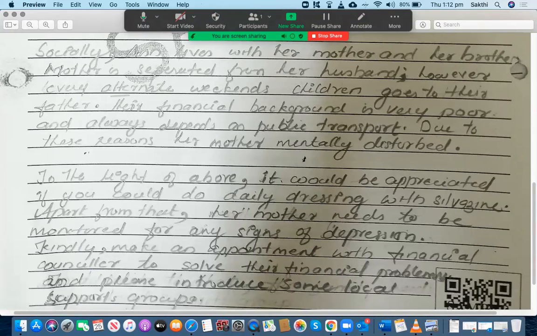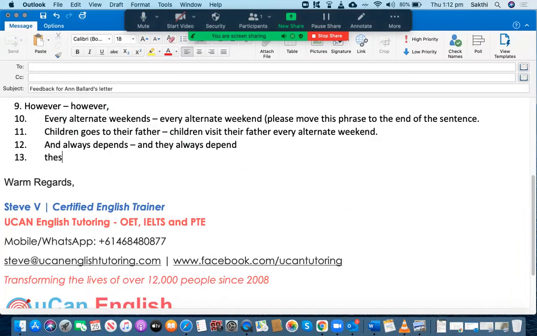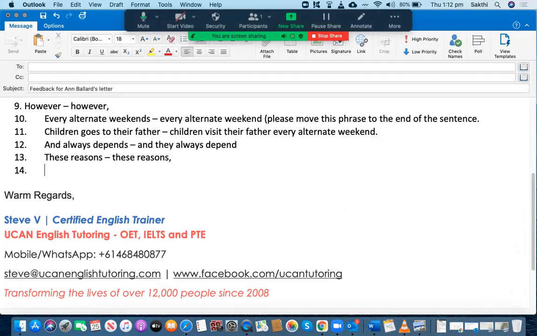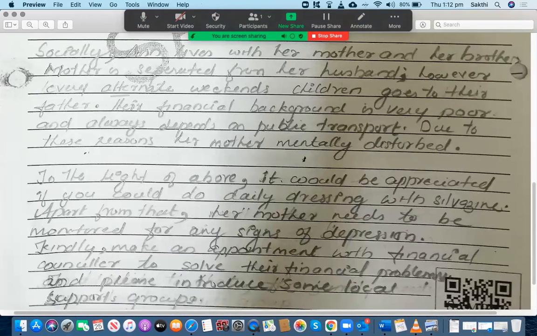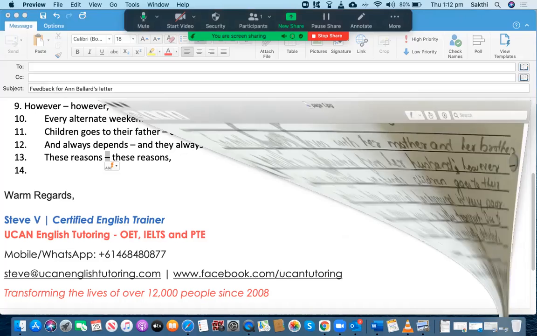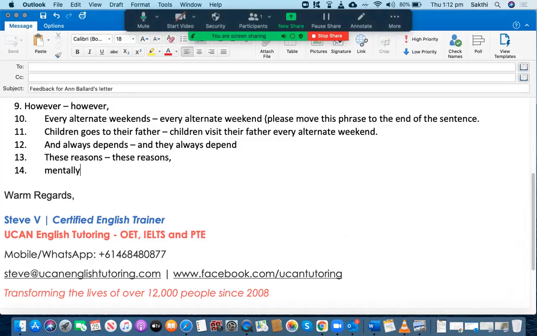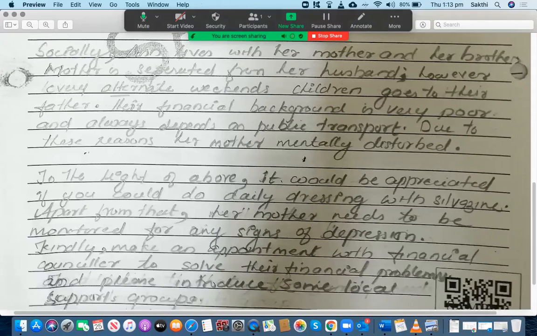Due to these reasons, her mother mentally disturbed. Okay, due to these reasons, and there must be a comma. Place a comma. So it's going to be these reasons, comma. Her mother is mentally disturbed. All right, that's correct, because before the main verb, that is mentally disturbed, you have to use is. Her mother is mentally disturbed. All right, let's go to the next one.